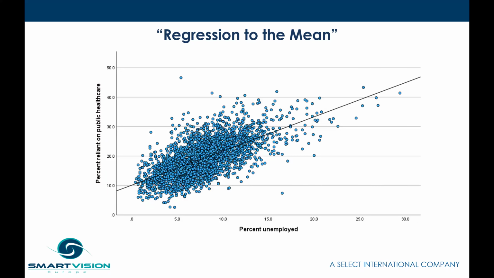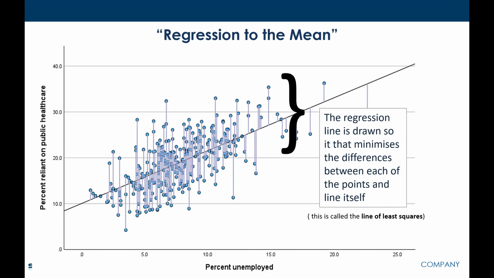And indeed, that's exactly what you'll get if you ask SPSS or other tools to add a linear line to a scatter plot. It's putting a line through it which represents the average. This line is called the line of least squares. The regression line is drawn in such a way that it minimizes the difference between each of the points and the line itself. That's effectively an average. It's called the line of least squares.